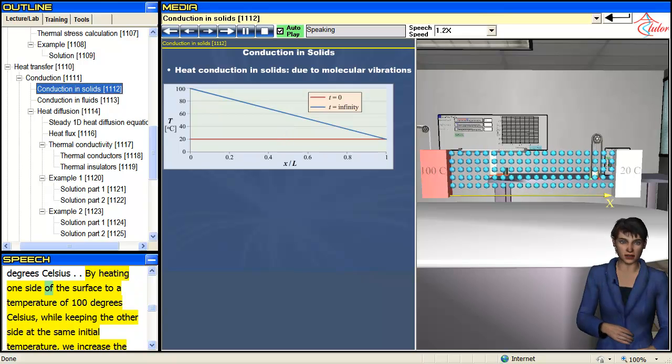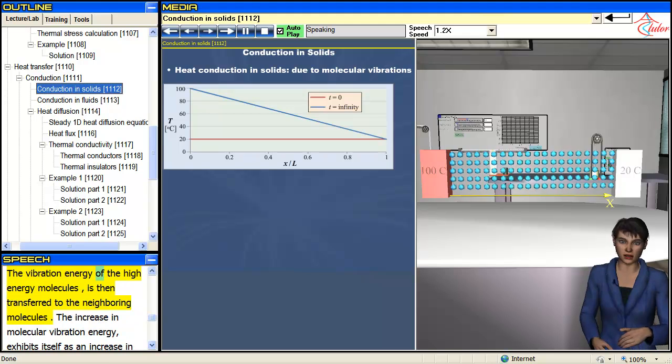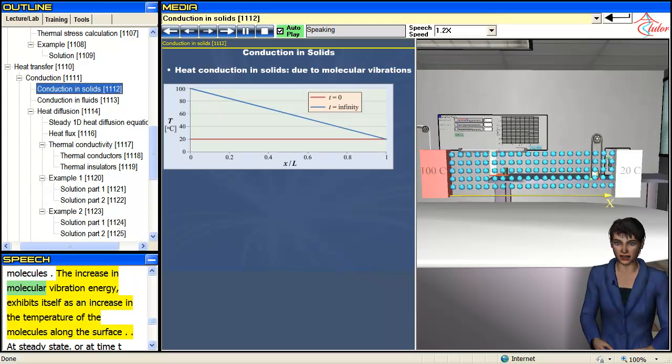By heating one side of the surface to a temperature of 100 degrees Celsius, while keeping the other side at the same initial temperature, we increase the amplitude of molecular vibrations on the heated side. The vibration energy of the high-energy molecules is then transferred to the neighboring molecules. The increase in molecular vibration energy exhibits itself as an increase in the temperature of the molecules along the surface.